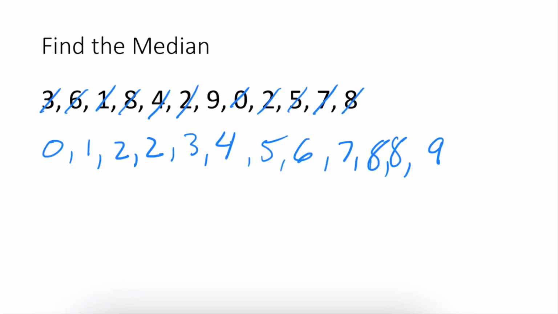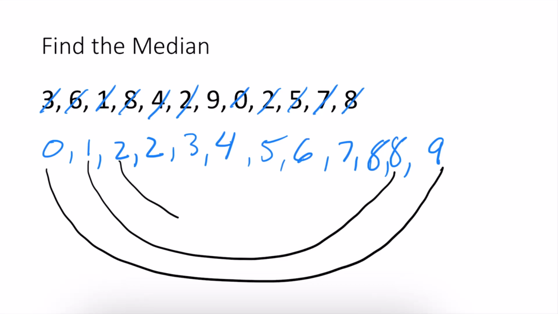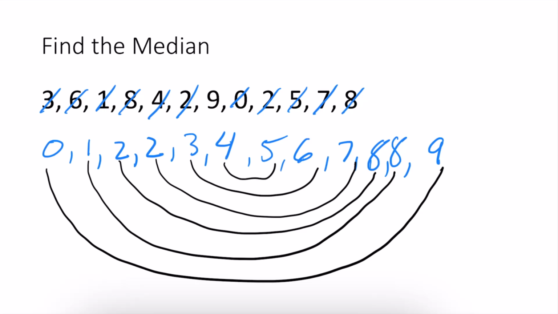So I'd say, okay, well, I'm just going to match up my outermost data points until I get to the center. And so when I do this one, it looks like this median is going to be 4.5 because the number that's in between 4 and 5 is 4.5. You can also find this by averaging them because 4 plus 5 would be 9. And then if you divide by 2, then that would give you 4.5. So in this case, the median equals 4.5.